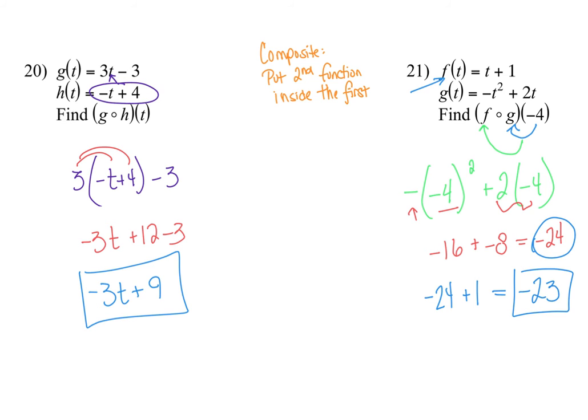If you had wanted to, you could have done what you did on number 20. You could take g and plug it in to f. So instead of t plus 1, you would get negative t squared plus 2 times t plus 1. And then you could plug in the negative 4 into that. Either way, you're going to get negative 23 as your answer.